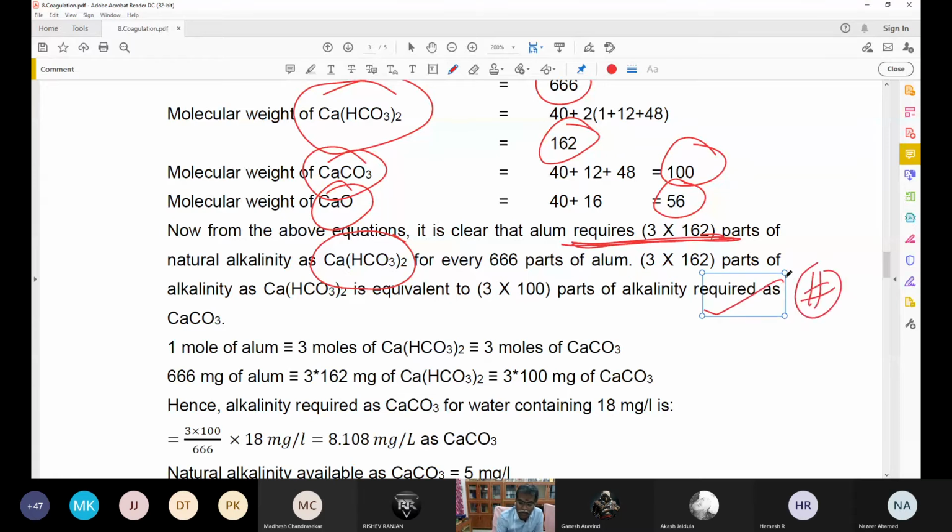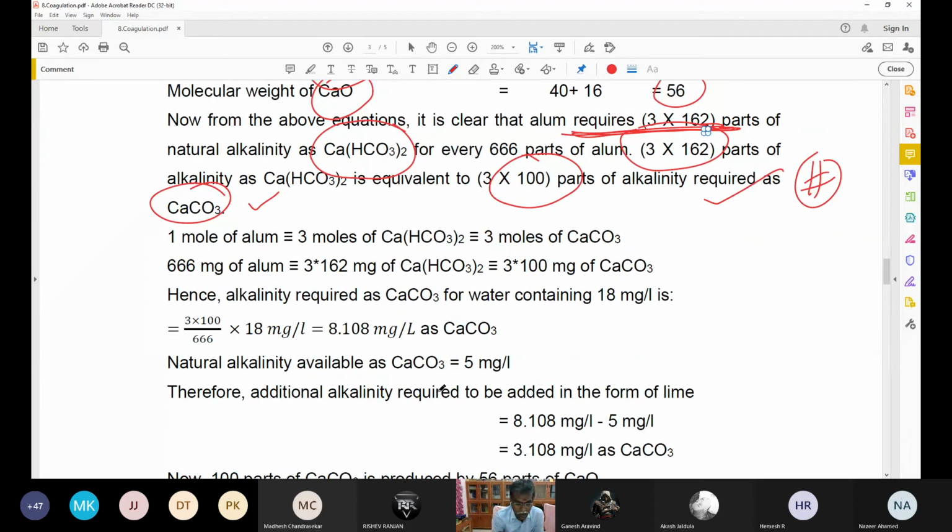Please make a note of this. This is the second statement: either 3 parts of calcium bicarbonate or 3 into 100 parts as calcium carbonate. Alkalinity can be expressed in terms of calcium carbonate or calcium bicarbonate equivalent. If it is calcium bicarbonate equivalent, you may require 3 into 162 parts. If it is calcium carbonate equivalent, you may require 3 into 100 parts of alkalinity. Is it okay?